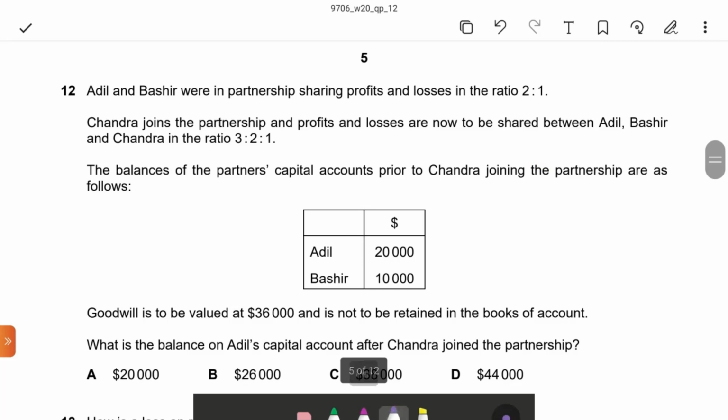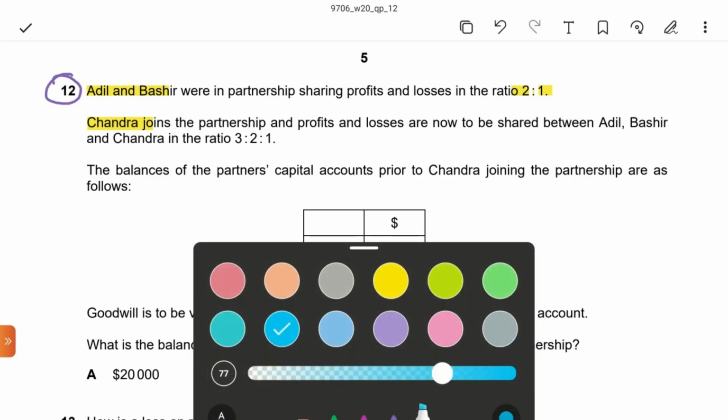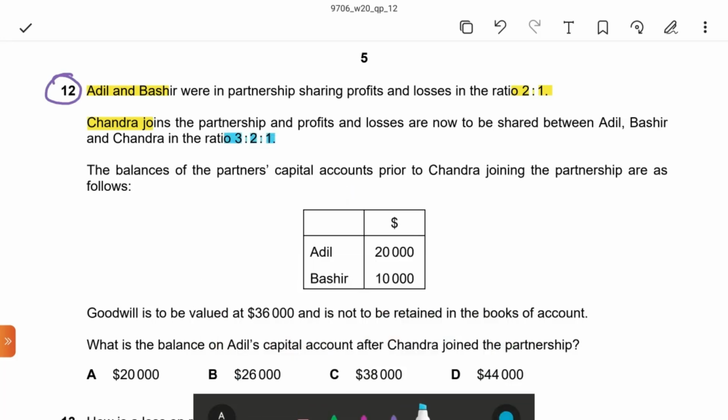Next, question number 12. Adil and Bashir were in partnership. They were sharing profits and losses in the ratio 2:1. Chandra joins the partnership. New partner Chandra is joining the partnership. The three are sharing in a new ratio. What is the new ratio? New ratio is 3:2:1. The balances of partners' capital accounts prior to Chandra's joining.